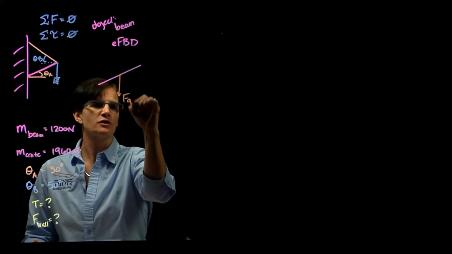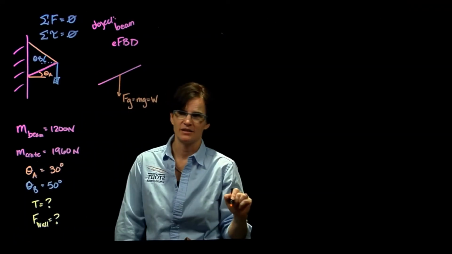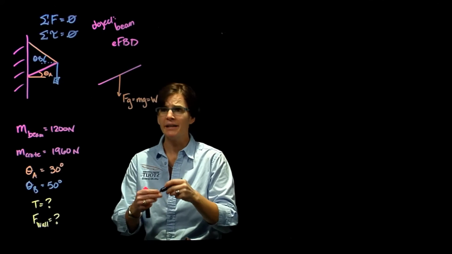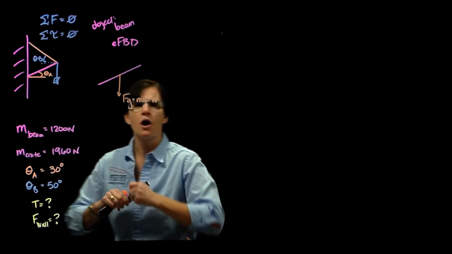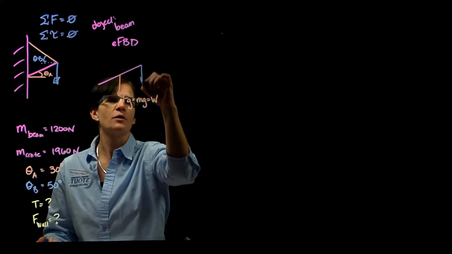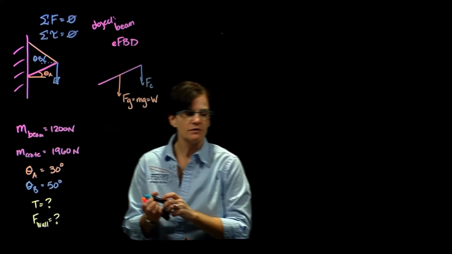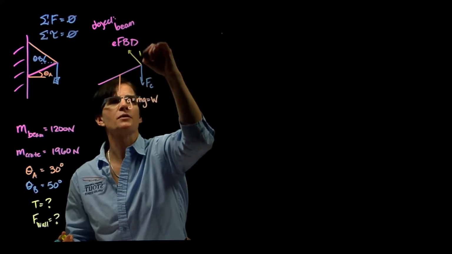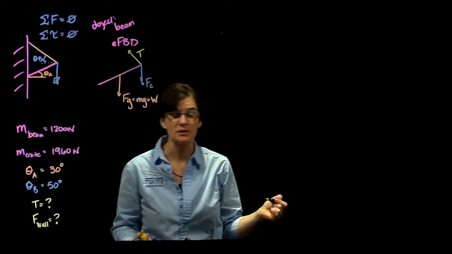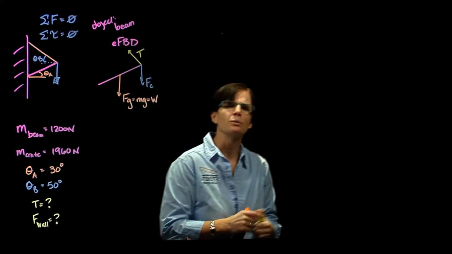So here's my force of gravity. Remember, that's mg. That's equal to the weight of the object. All right? I also have that crate on the end pulling down on the beam. So here's the force of the crate acting at the end of the beam. And of course I have the rope. It's pulling up and to the left. So that's a tension. It happens to be the thing I'm interested in. What is that tension? And then the beam is also interacting with the wall.